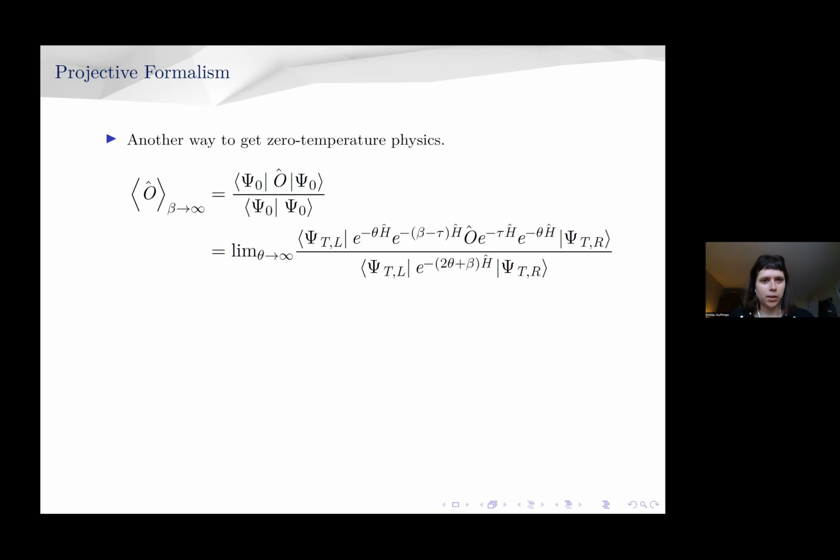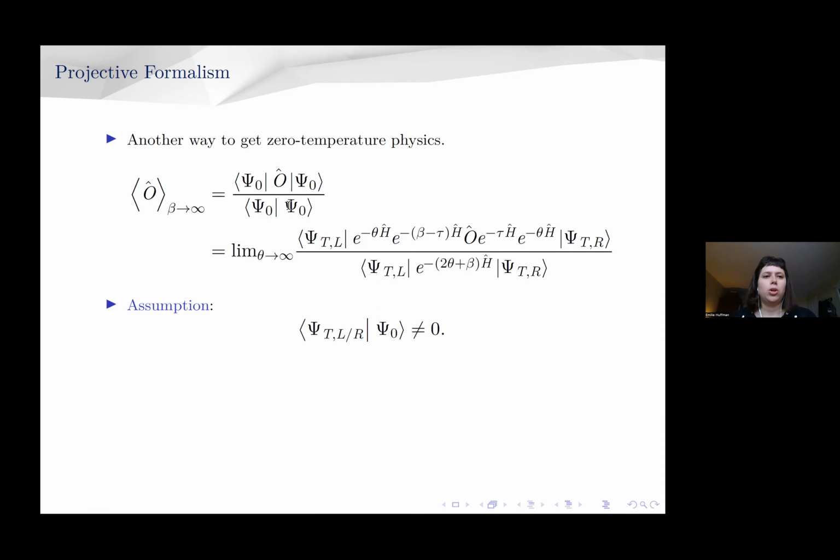Since beta was inverse temperature, we could look at finite temperature physics for any given beta. If we instead simply want to get the zero temperature physics, we can introduce a trial wave function, psi zero. If psi zero is the ground state wave function, we can write the observable at zero temperature in this way.